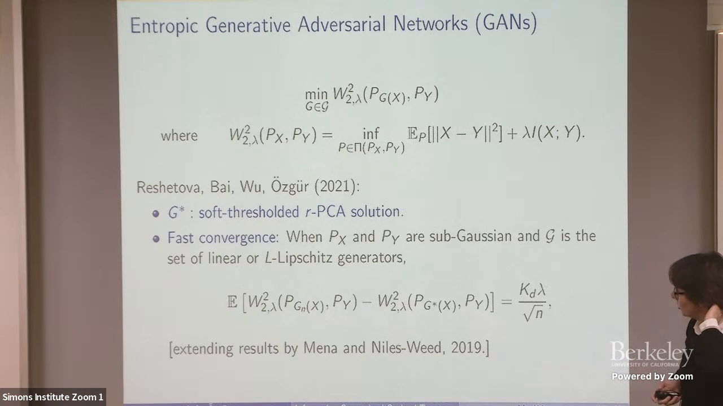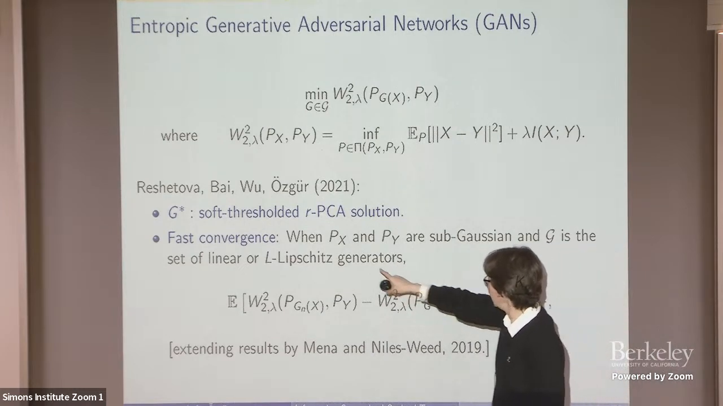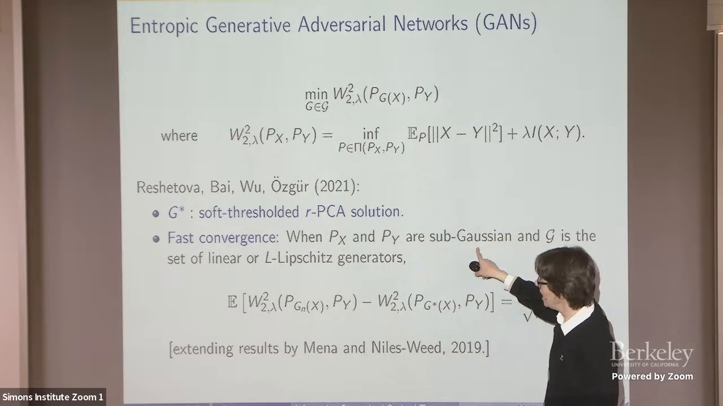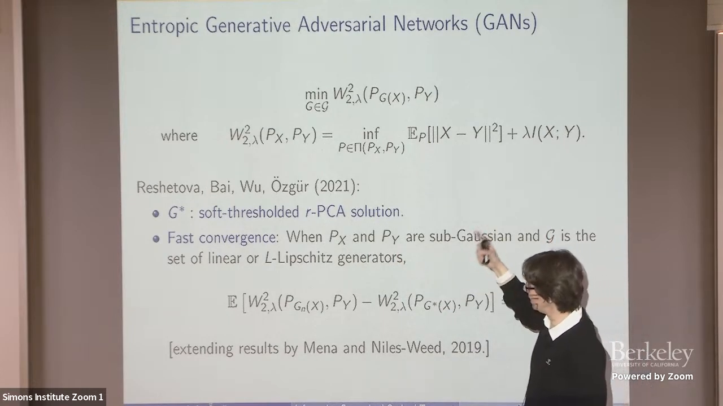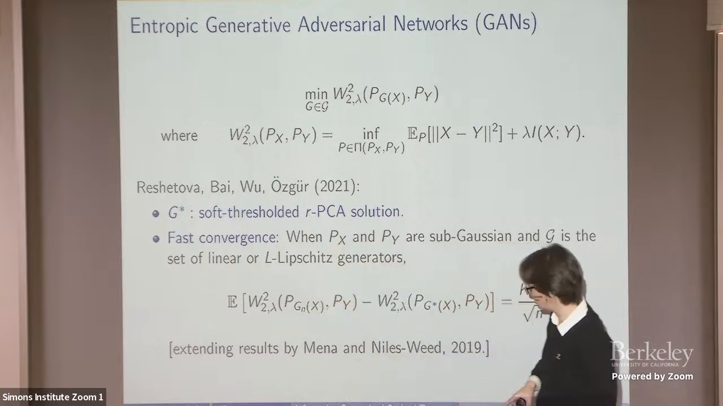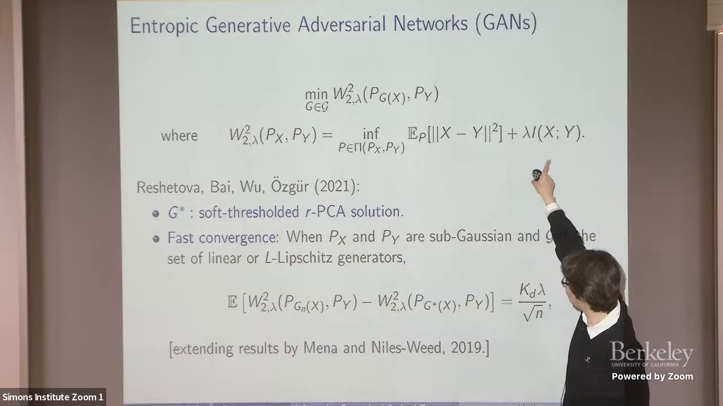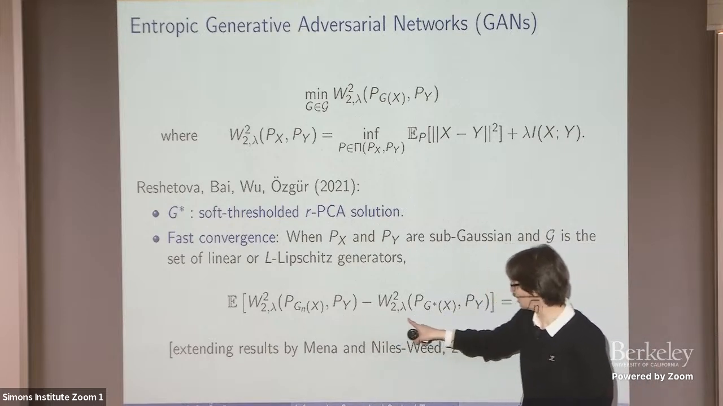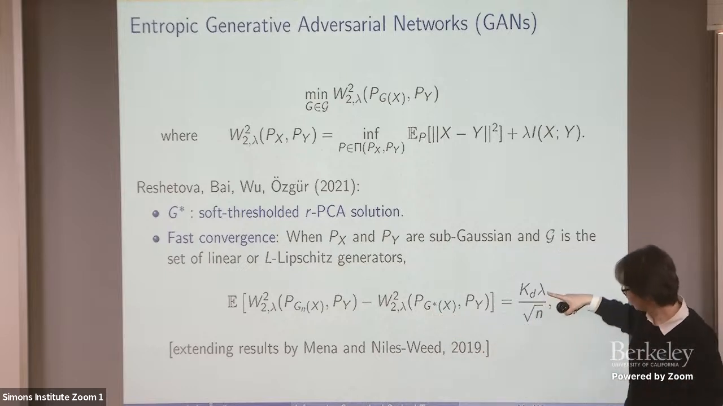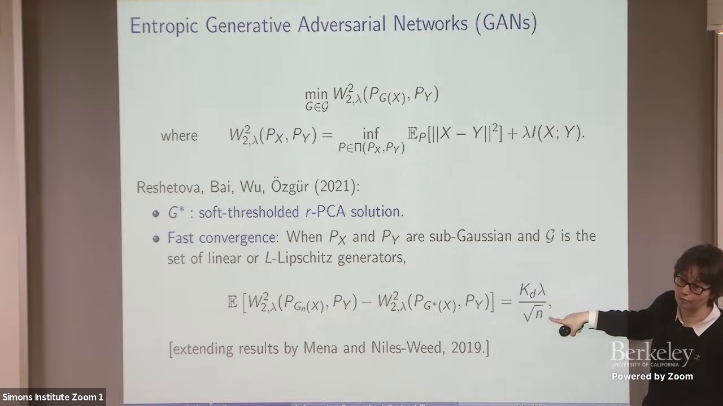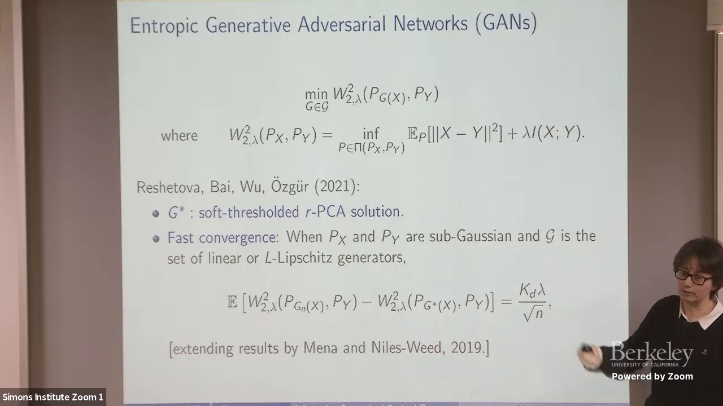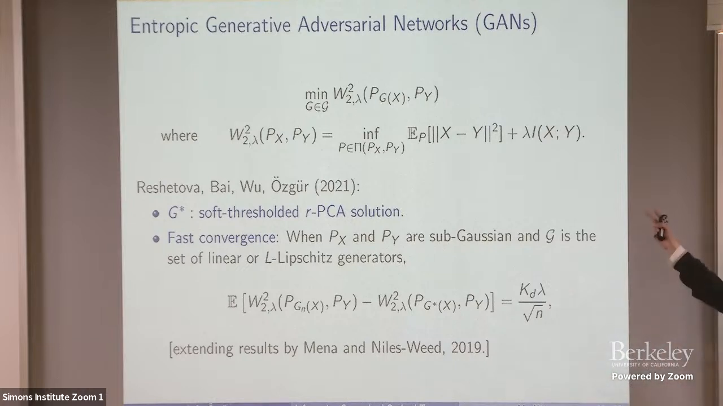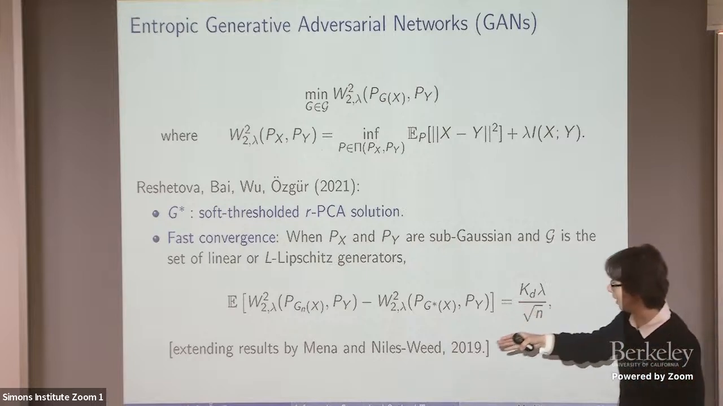And then we can also show that, not only for the Gaussian linear case, but as long as this Px and Py are sub-Gaussian, and the set of generators is either the set of linear generators or Lipschitz generators, you can show that with this mutual information regularization, you'll get much faster convergence to the optimal generator. So now the convergence will be like 1 over square root of n. So we can get rid of that dependence in the exponent of n on the dimension d. We don't have an exponent anymore that decreases with the dimension. So regularizing with this mutual information can enable faster convergence.